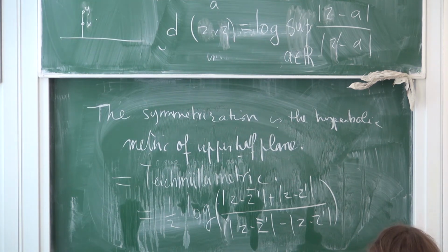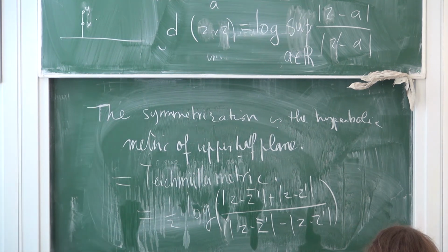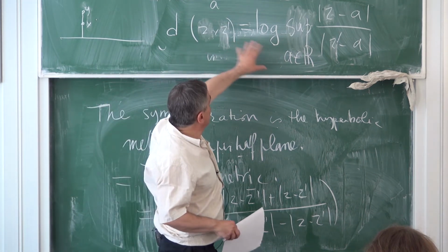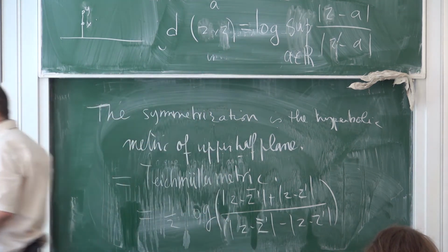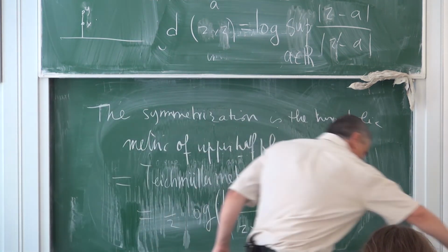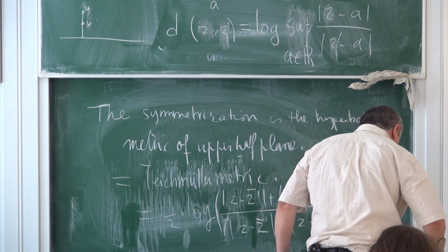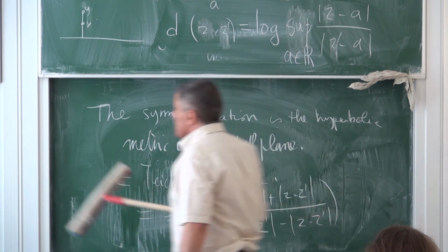So when you symmetrize this, you get this, and it is known that this is the usual Poincaré metric of the upper half plane. So this is okay. I will tell you more or less how we obtain this. And I will tell you first how you define the Thurston metric in the case of the Teichmüller space of the torus.